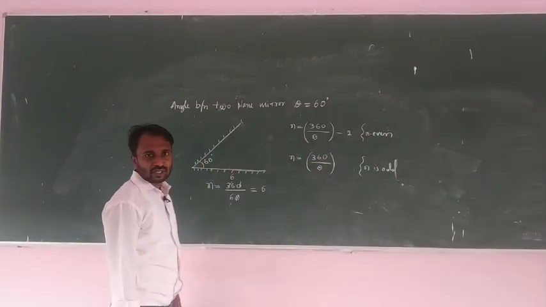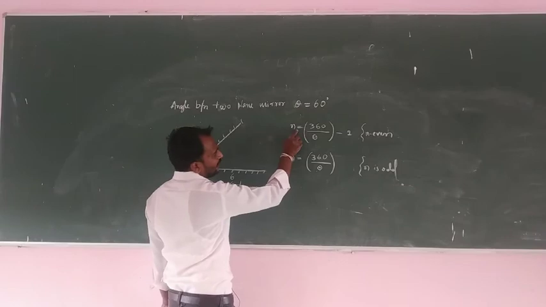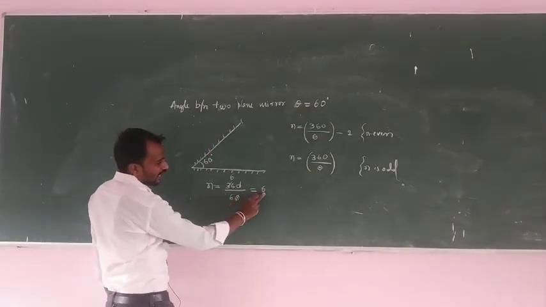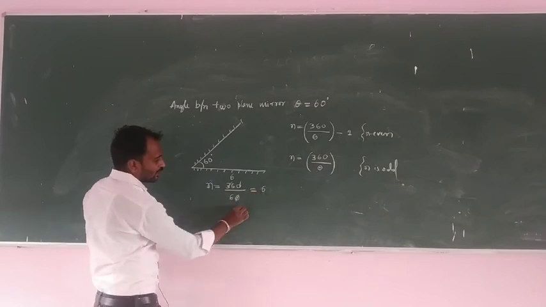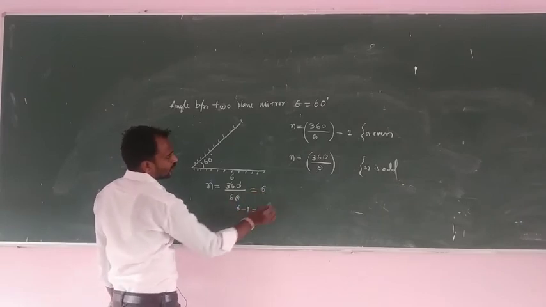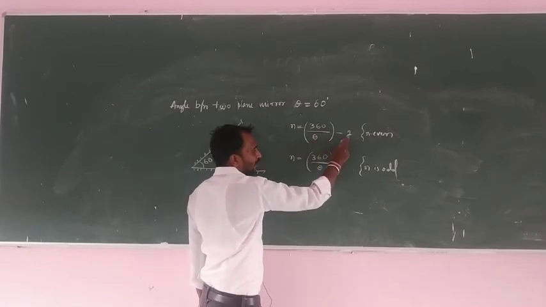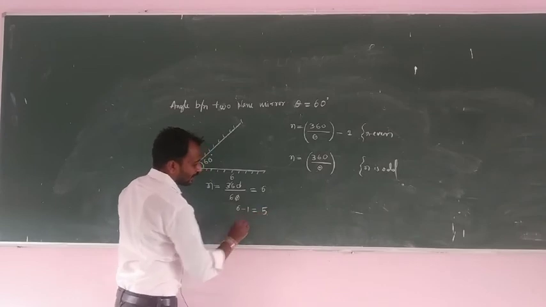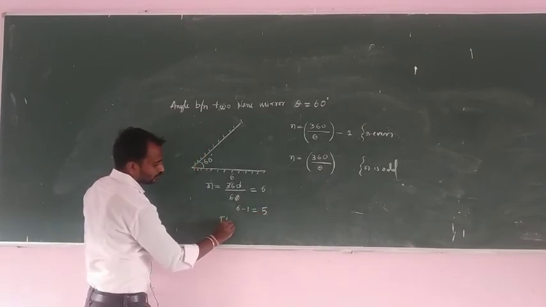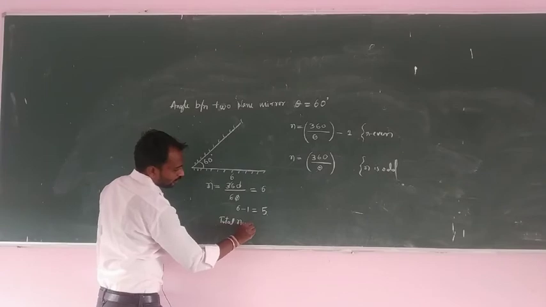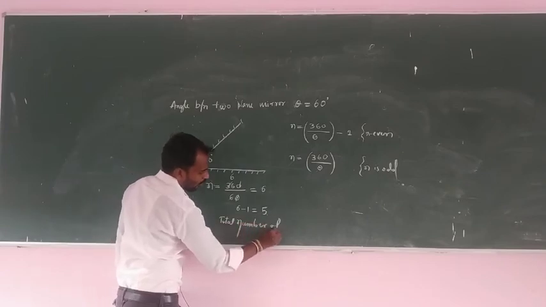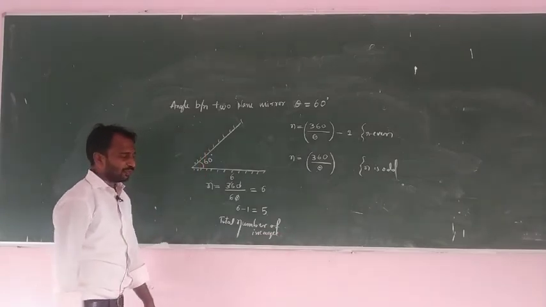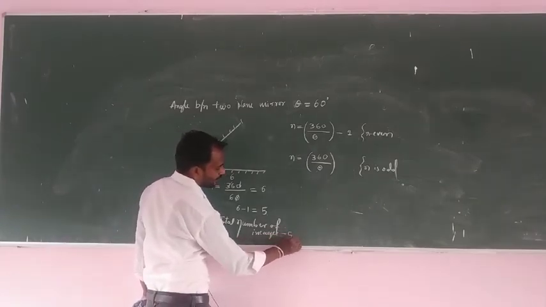It means an even number, so our formula is n is equal to 360 divided by theta, minus 1. 360 divided by theta gives us 6, so 6 minus 1. Here we will get 5. It means the total number of images is 5.